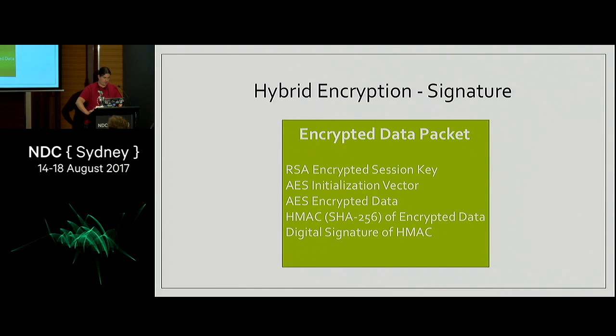So again, if we look at what that looks like, when we send that data, we have the RSA encrypted session key, the initialization vector, the AES encrypted data. We have our hash of the encrypted data, or our HMAC of the encrypted data, and we have a digital signature of that hash. So the person on the other end has to verify that signature. They then have to use their private key to decrypt the session key, which they then use to decrypt the data and then read the message.